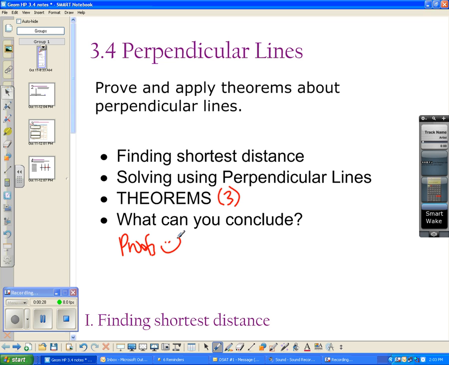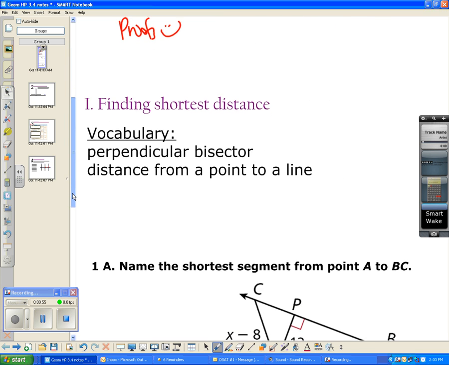Yay! Okay, so the first part, finding the shortest distance. Again, perpendicular lines, obviously, are lines that intersect at 90-degree angles. So this is the shortcut. If I wanted to write that 2 lines are perpendicular, I could say that AB is perpendicular to CD, and that would look like this. So that's perpendicular.